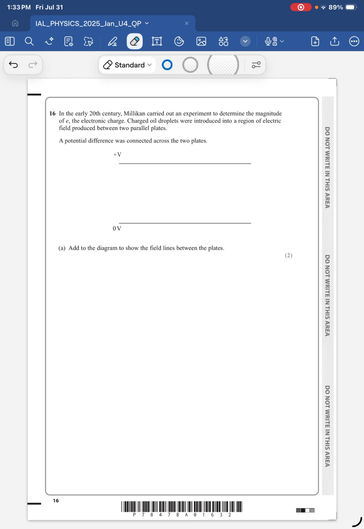All right. Okay, question 16. In the early 20th century, Milligan carried out an experiment to determine the magnitude of E, the electronic charge. Charged oil droplets were introduced into a region of electric field produced between two parallel plates.